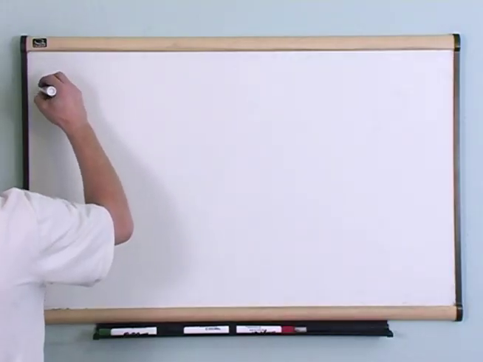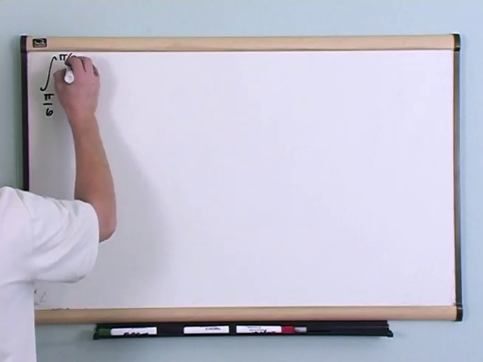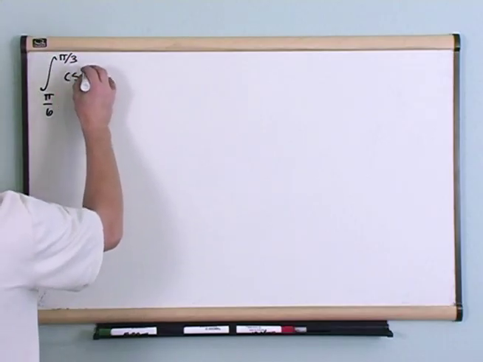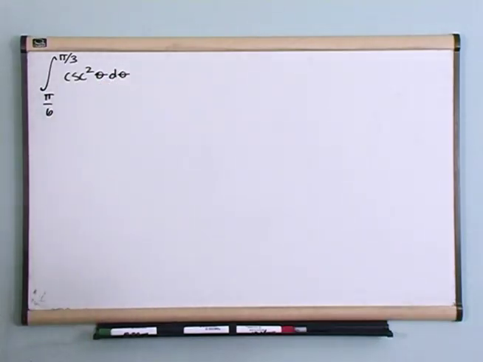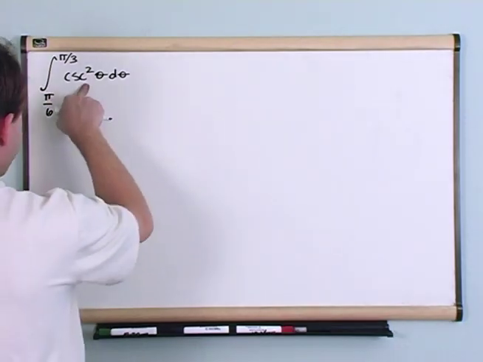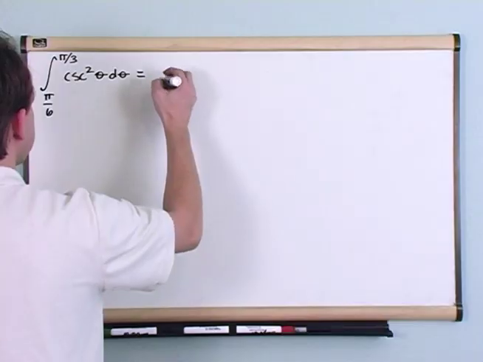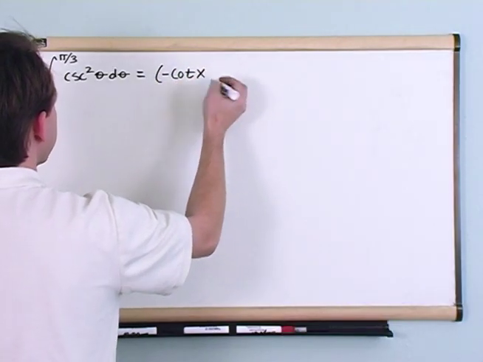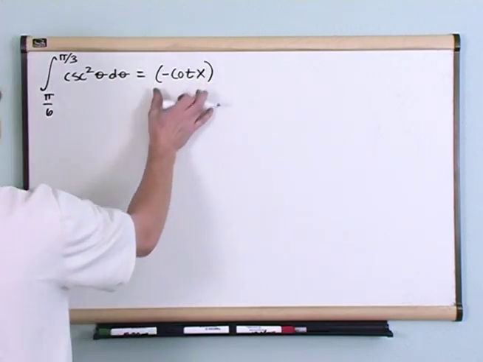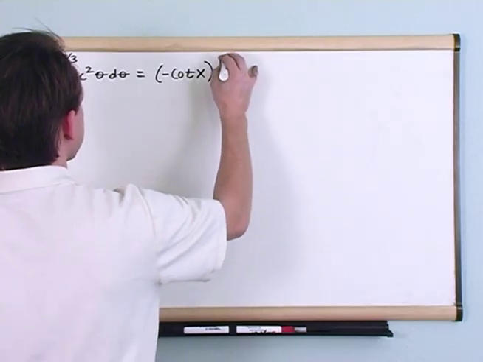One more final problem in this section. Integral pi over 6 to pi over 3 of cosecant squared theta d theta. A few minutes ago, I told you that the integral of cosecant squared is the following. This is going to be equal to negative cotangent x. Okay, this is the answer. And it's evaluated from pi over 6 to pi over 3.